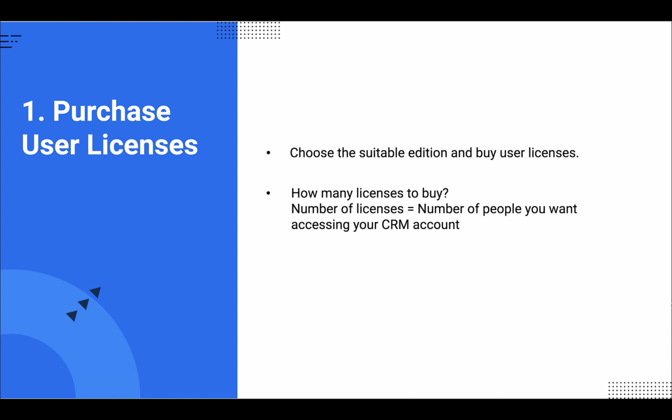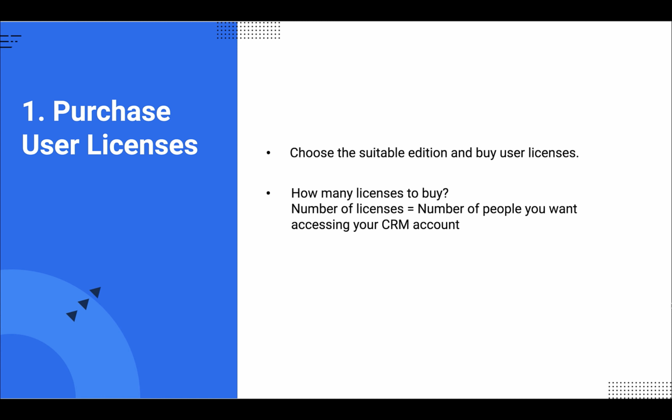You cannot have an assortment of editions, like 20 users on enterprise, 10 users on the free edition. You cannot do that. Once you subscribe to a certain edition, all the ensuing licenses will be from that edition. So you choose the suitable edition and start purchasing the user licenses. How many licenses to buy?